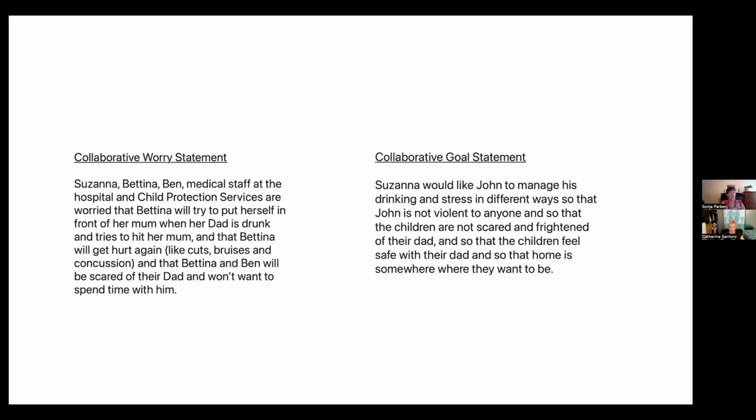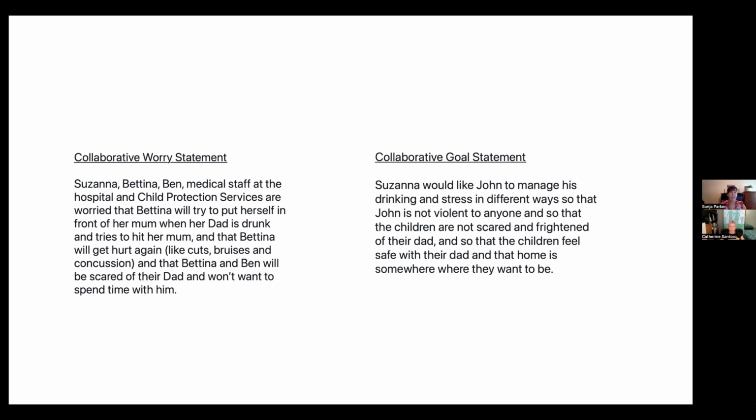So Susanna would like John to manage his drinking and stress in different ways so that John is not violent to anyone, and so that the children are not scared and frightened of their dad, and so that the children feel safe with their dad, and that home is somewhere where they want to be. Okay. Does that capture what you are wanting for the kids?